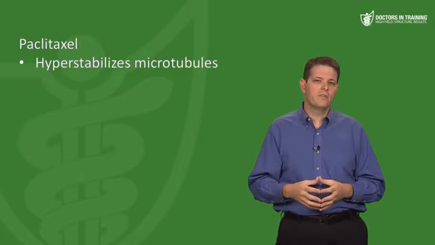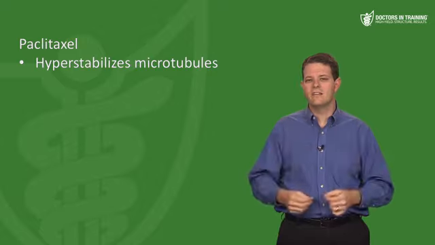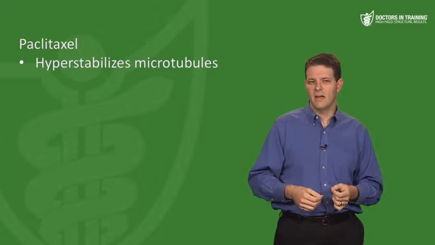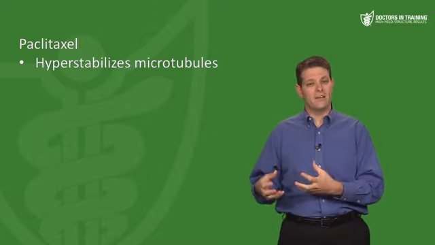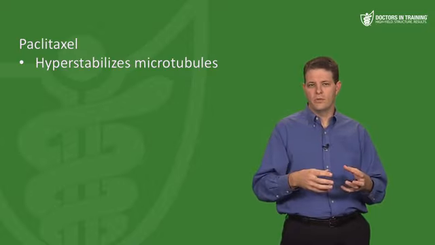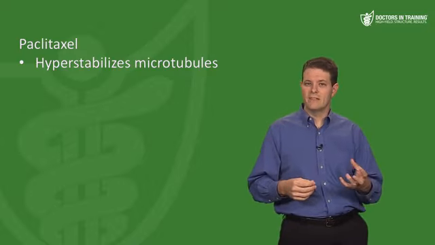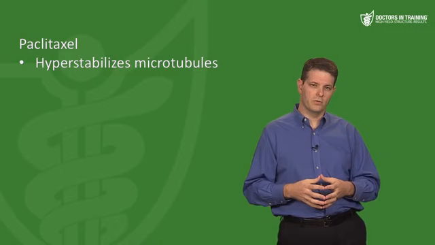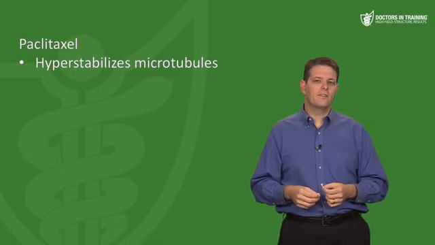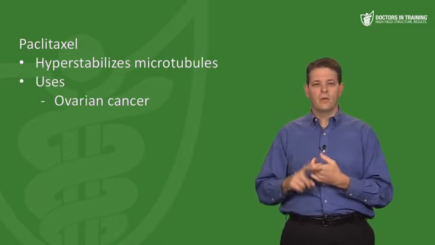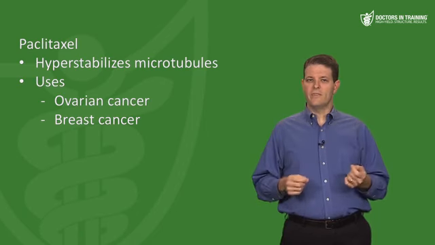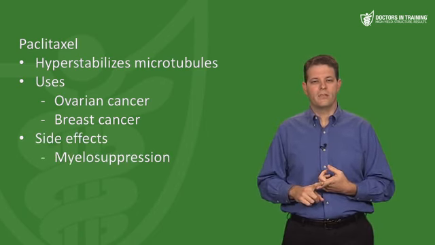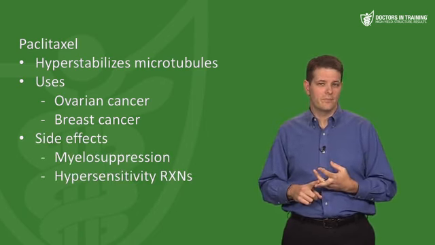Now, a couple of years ago, a student suggested a mnemonic that says that taxes are used to stabilize society. So that can help you remember that paclitaxel stabilizes microtubules, unlike vincristine and vinblastine, which block the formation of microtubules. Now, paclitaxel is used mainly to treat ovarian cancer and breast cancer. And as a side effect, it can cause myelosuppression and also hypersensitivity reactions.